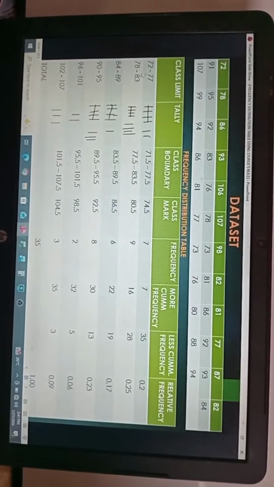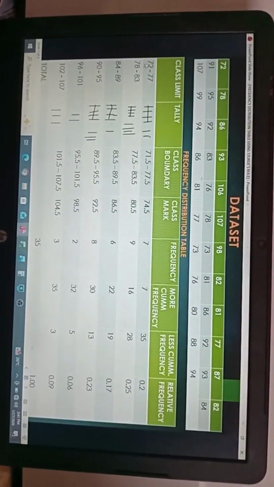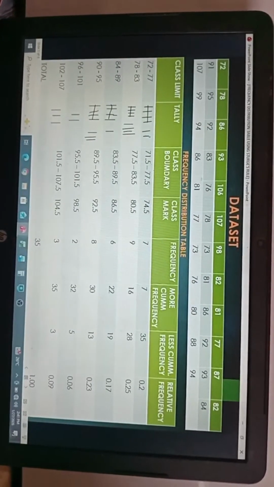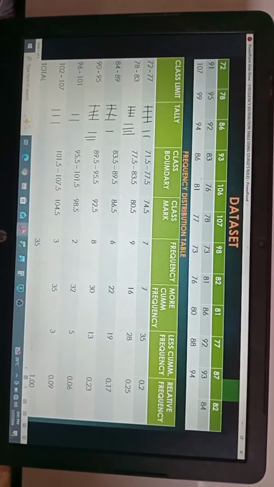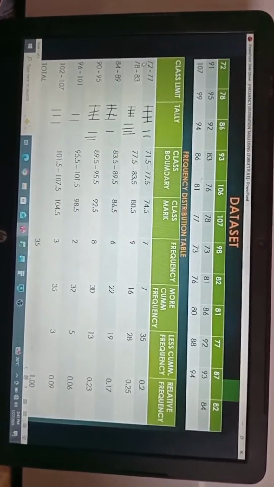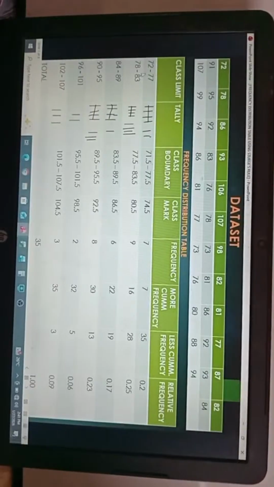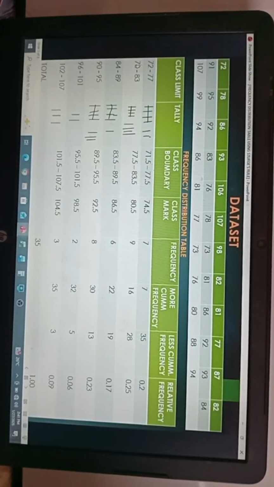It appears 7 times. Then our class interval, we are going to say is 6 as well. 72, 73, 74, 75, 76, 77. So we are going to count from 72, giving us 77. Now, since our interval is 6, the next class interval is 72 plus 6, giving us 78.